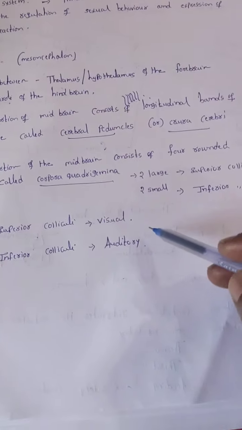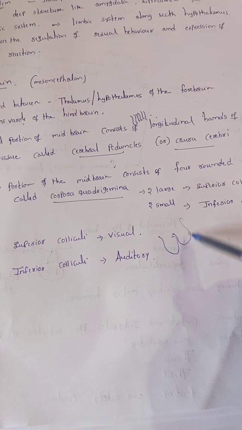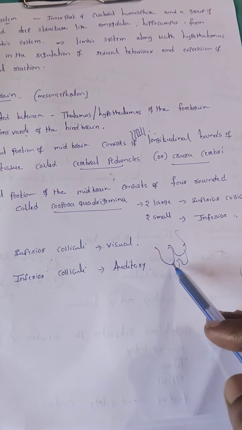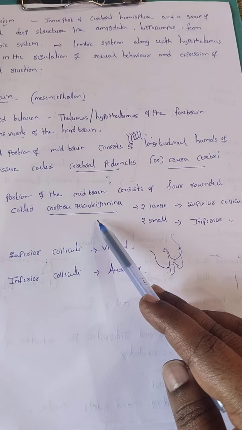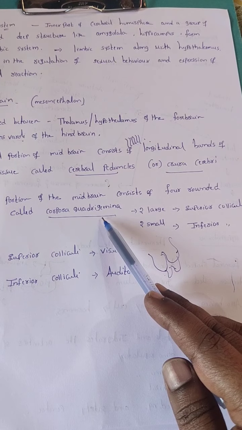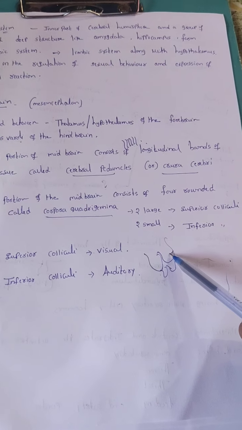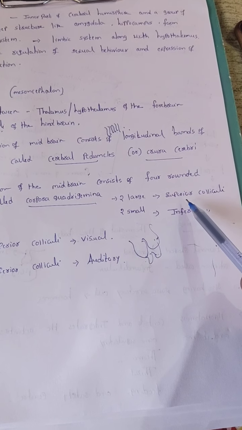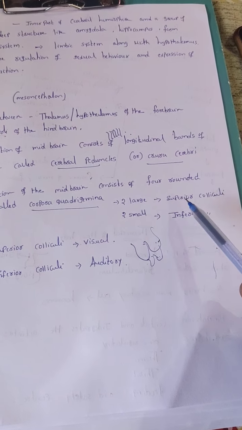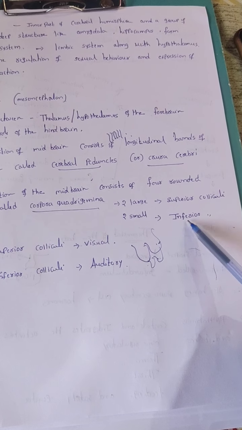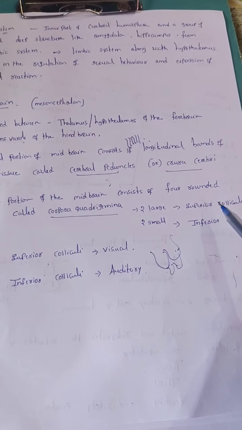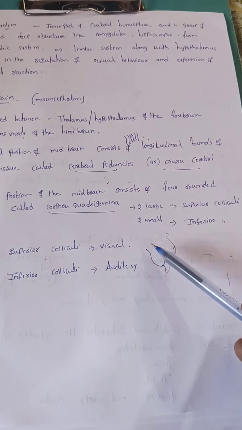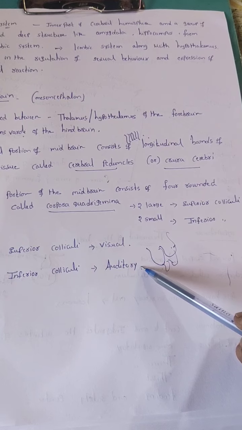In the dorsal portion there are four knob-like structures called the corpora quadrigemina. Among the four lobes, two are large and two are small. The large ones are the superior colliculi and the small ones are the inferior colliculi. The superior colliculi are mainly used for visual activity, and the inferior colliculi for auditory activity.